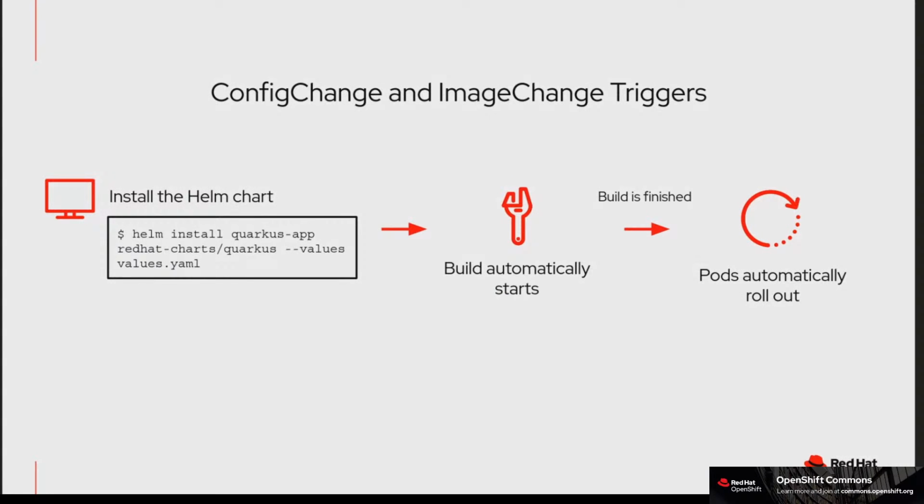Config change and image change triggers. This is a really cool feature where as soon as you install the Helm chart, the build will automatically start. So you can get up, go make a snack, go make a cup of coffee. By the time you come back, those pods will be automatically rolled out. It creates the config change triggers and the image change triggers in these resources for you by default.